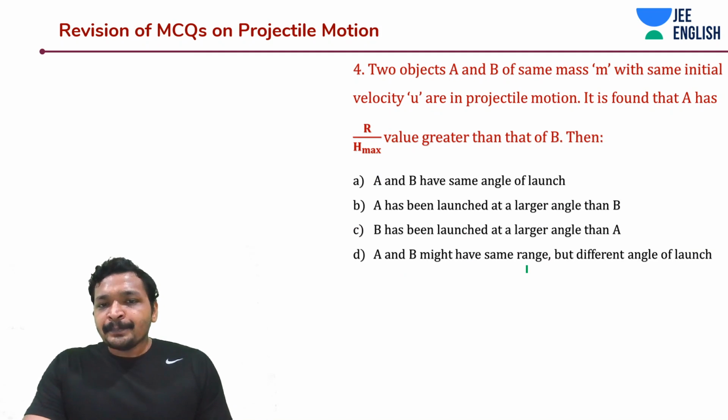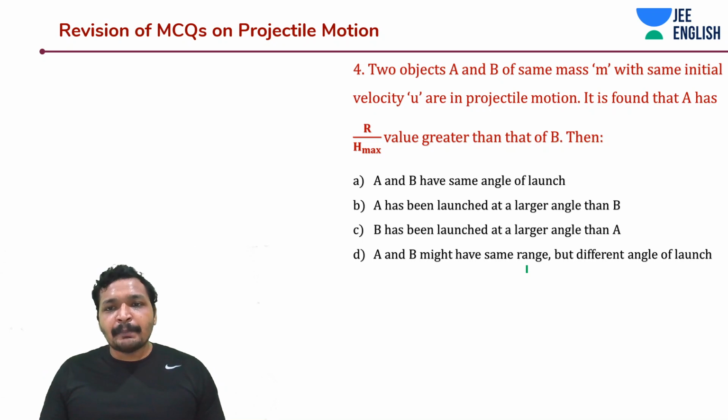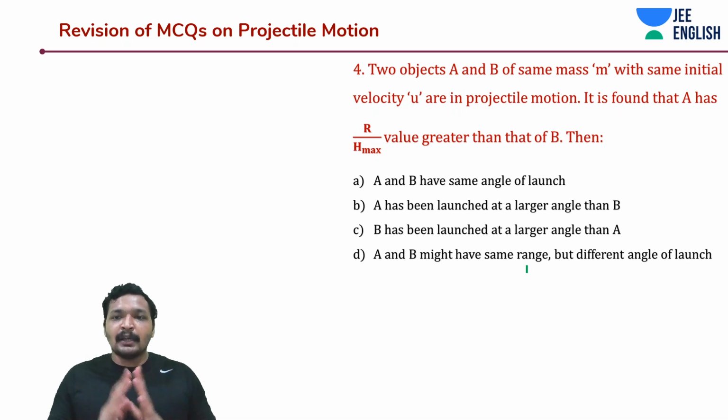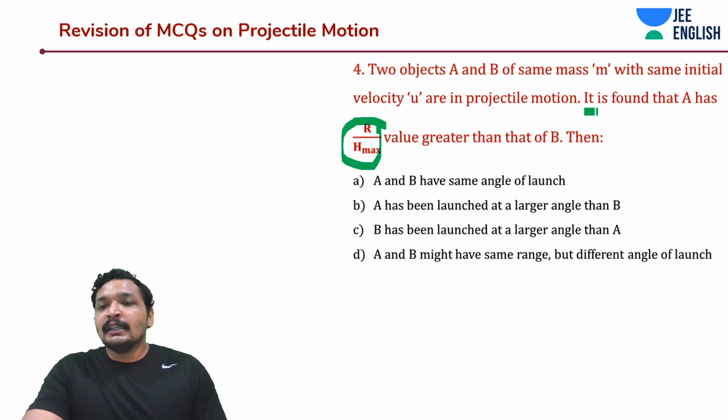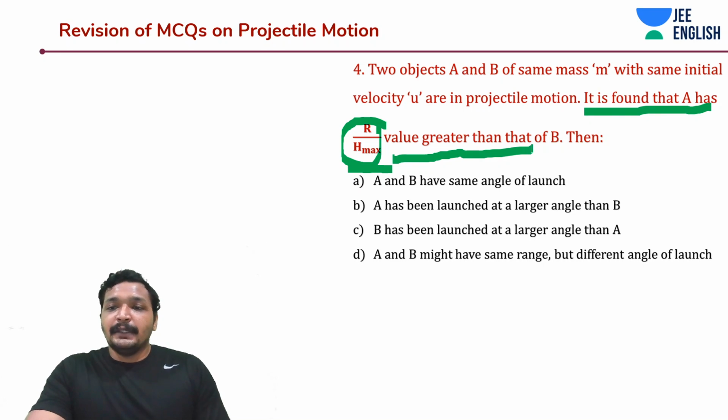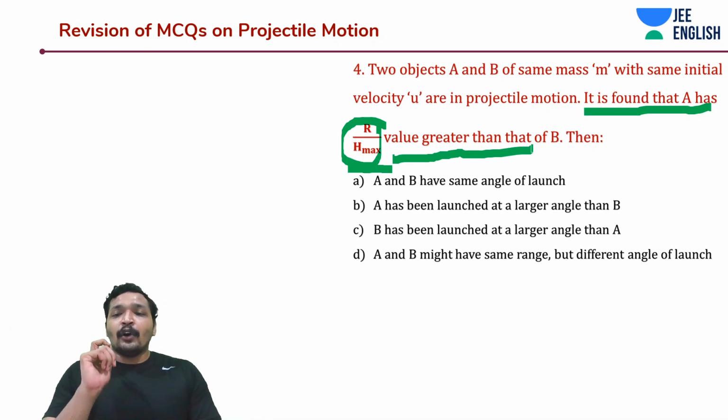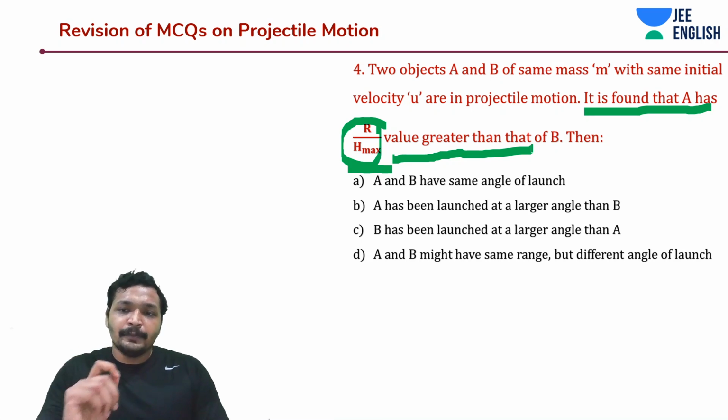Now let's come to the next problem. This says that two objects A and B of the same mass m, but with the same initial velocities, are in projectile motion. That means these two objects have the same mass and the same initial velocity, but they have different r by Hmax. The problem says that A has an r by Hmax, that is the ratio of range to Hmax, greater than that of B. So A has a value of r by Hmax greater than that of B.